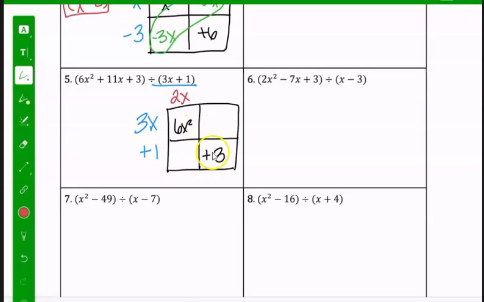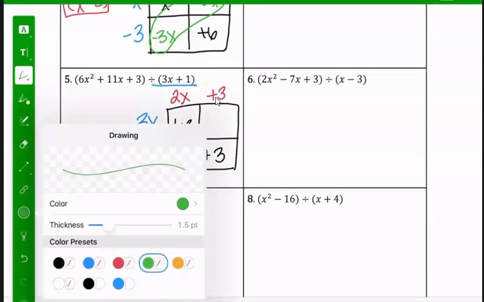Great. Now to find this bottom term, 1 times what gives me 3? Well, 1 times positive 3 gives me positive 3. Once again, technically this is my answer, but I would like to check my work.